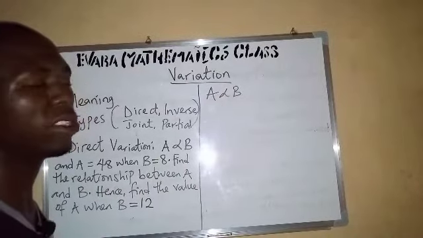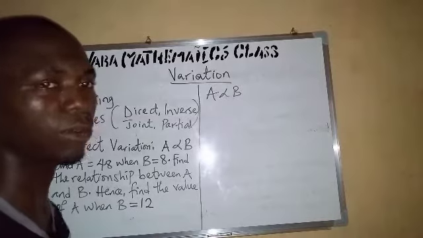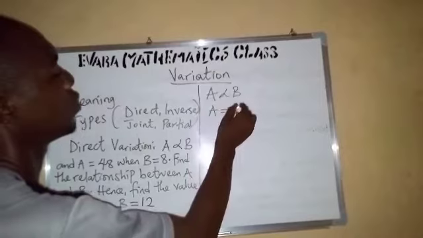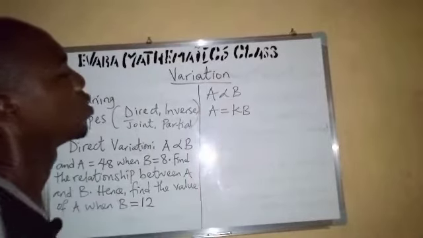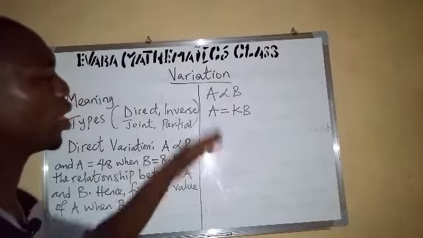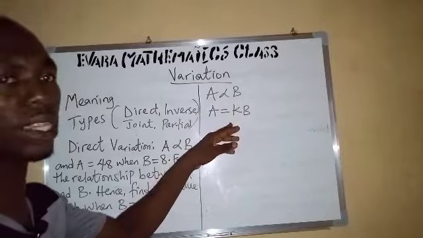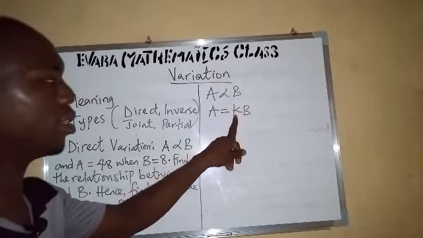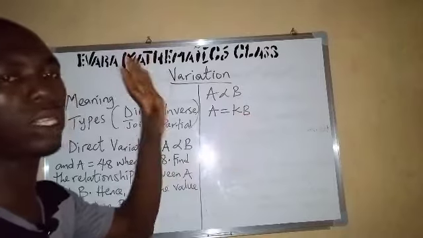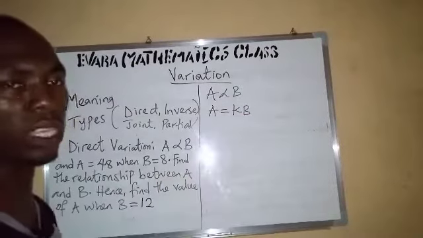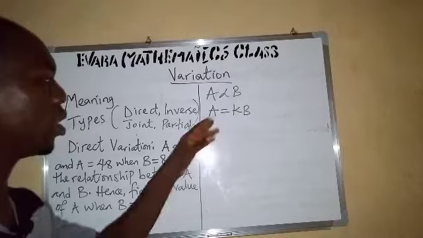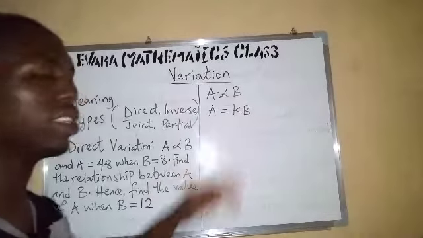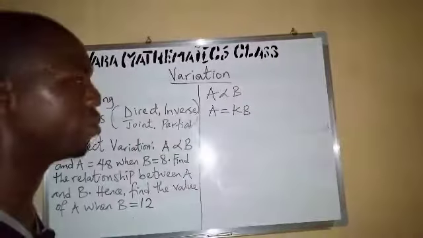Then the next thing you do is to introduce your constant of variation. So it will now be A equals KB. When you are introducing your equality sign, then you bring in the constant. This K is constant. It means throughout the question, the value of K doesn't change. A can take another value, B can take another value, but K doesn't change its value.